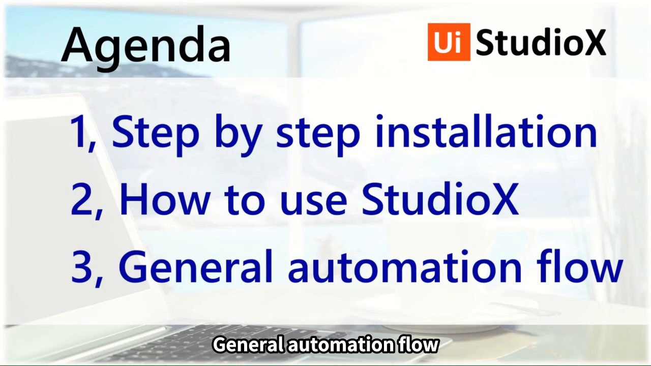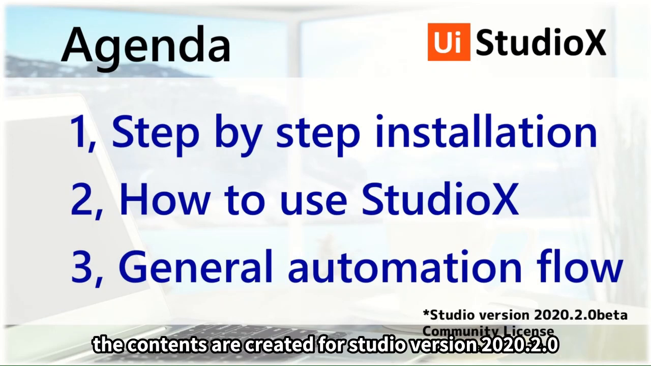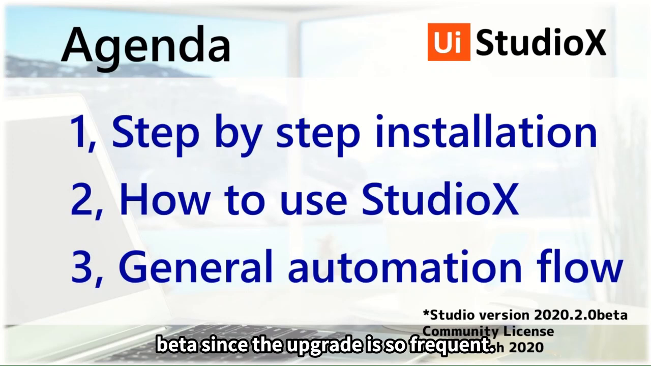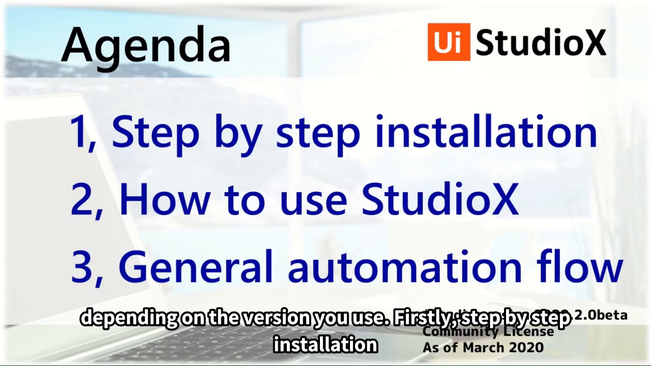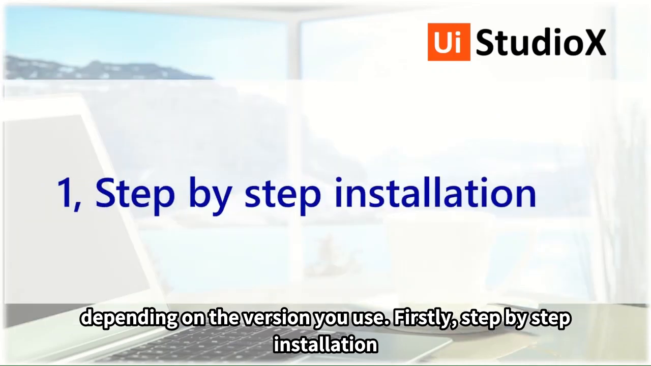Finally, the general automation flow. By the way, the contents are created for Studio version 2020.2 beta. Since the upgrade is so frequent, please be noted that you may have slight differences depending on the version you use. Firstly, step-by-step installation.